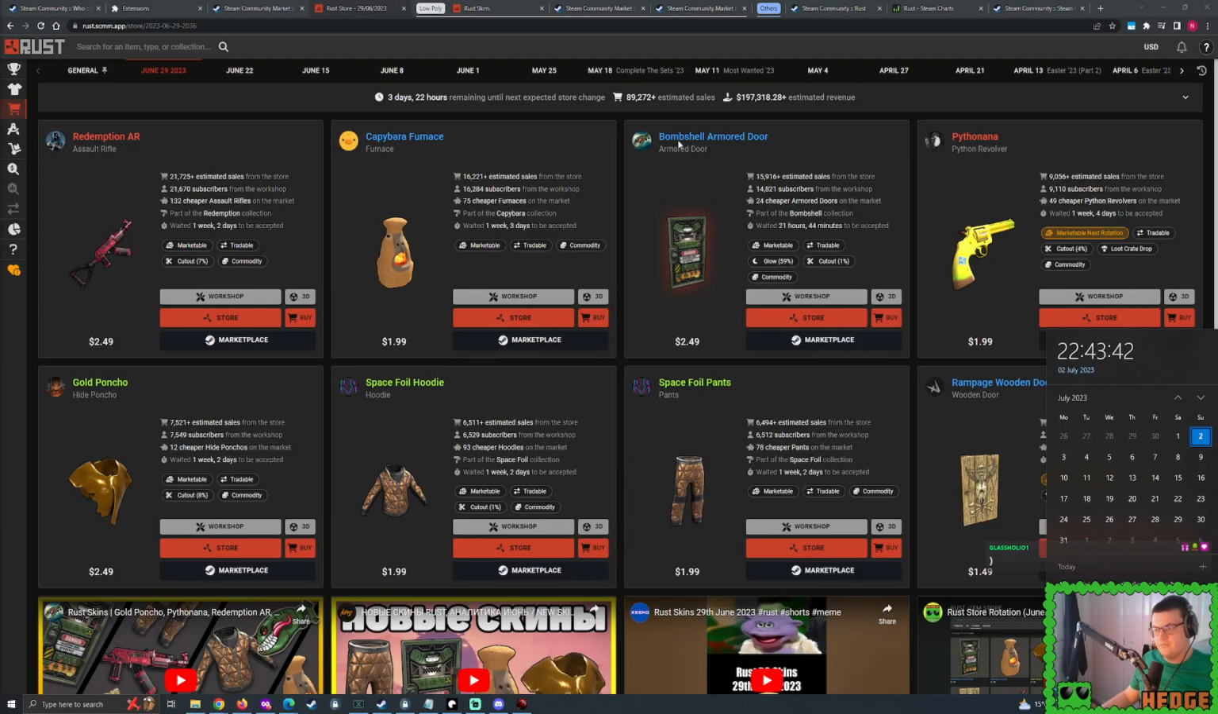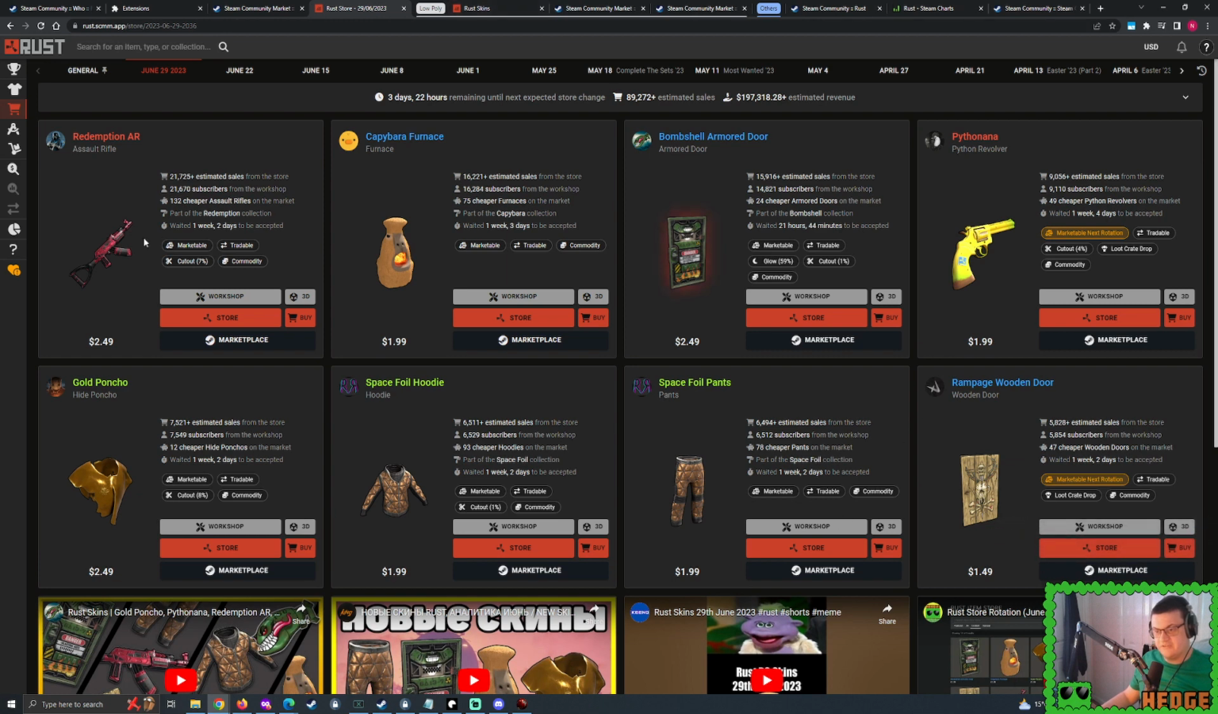Right, so you might be looking at the current Rust store, which we can see right here on smm.app. This is the store section, to be precise. And from what we can see here, with all the estimated sales, you might look at the likes of the Space Foil Hoodie and Pants, and you might be looking at these and thinking, they haven't really sold that much. They don't appear to be that much in demand. Surely these two skins aren't going to be very profitable in the future.